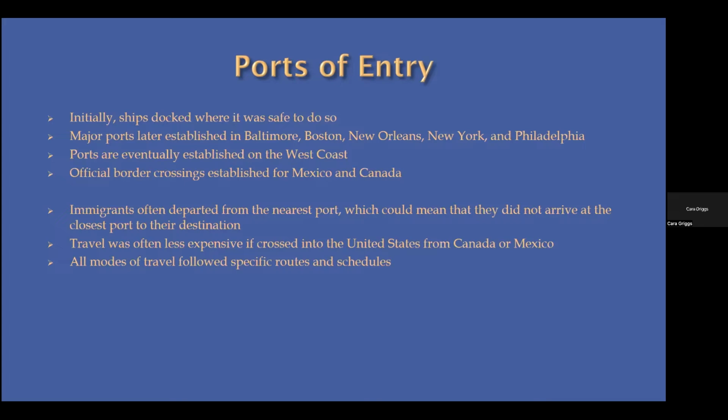It's important to remember that an immigrant may not have arrived at the closest port to that person's destination. Immigrants often left from the closest port to where they were living prior to their immigration, and they ended up where that ship docked in the United States. It may have been easier and less expensive to arrive in Canada or Mexico or Central or South America and come to the US from those countries. So their official entry record to the US could be a border crossing. Finally, all modes of travel had specific routes, so immigrants arrived based on the schedule of their steamship, train, or airplane.